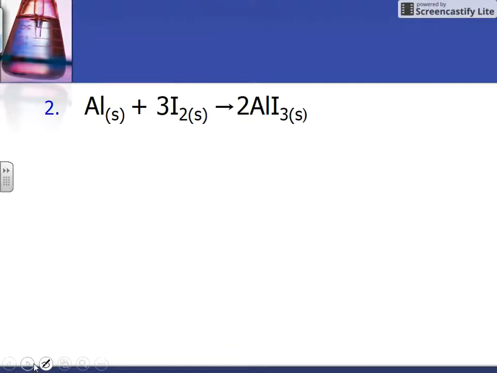Okay, I'll let you try this one on your own. I'm going to go ahead and, for time purposes, assign oxidation numbers, 0 and 0. They're both in their elemental form. This is a compound. It's got to add up to 0. -1 for iodine gives you a -3 total, so that means aluminum is a +3. There's only one aluminum. Okay, so aluminum and iodine are the only substances involved here.